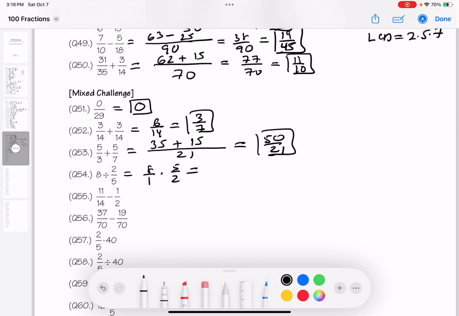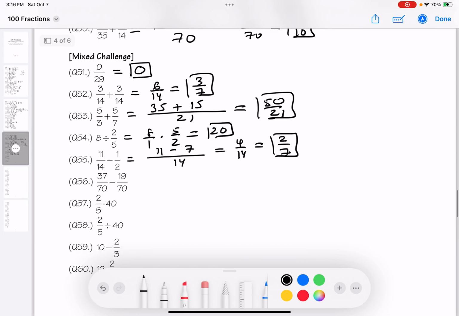2 goes in 4 times. 4 times 5 is 20. Let's write this one down. LCD is 14. What do you get? 11. What times 2 is 14? 7. So you get 11 minus 7. What do you get? 4 14ths. And that reduces to 2 7ths.